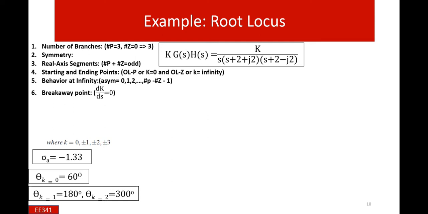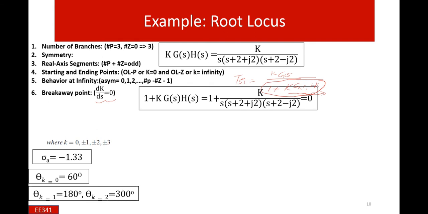So how do we find the value of k? This is the criteria. First of all we have the closed loop transfer function, which is kG over 1 plus kG(s)H(s), and this part is the characteristic equation, and this part is called the open loop transfer function. The characteristic equation is equal to 0, and actually we are finding the roots. In this way we can find the value of k.